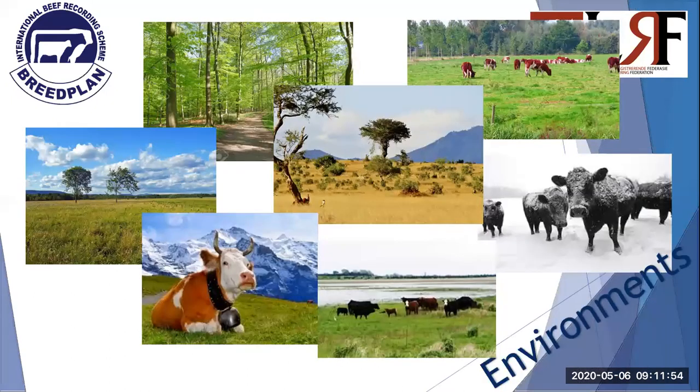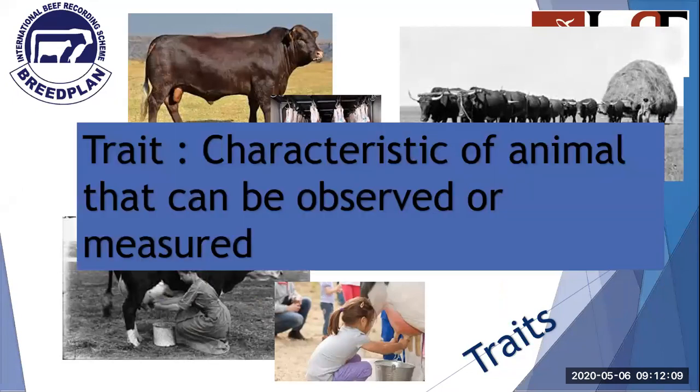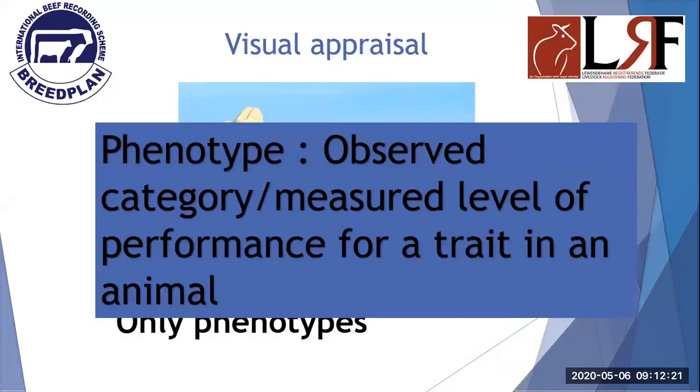So we have different environments in which we want to select animals, and there's different traits that we want to select: carcass traits, milk traits, behavioral traits, etc. So a trait is a characteristic of an animal that can be observed or measured. So if you can measure it, it's a trait, and then you can actually select for it.